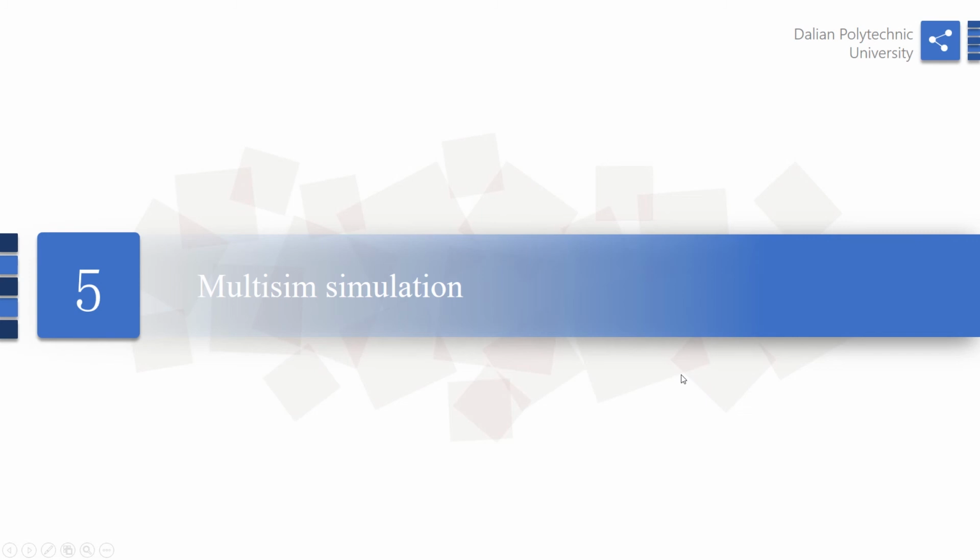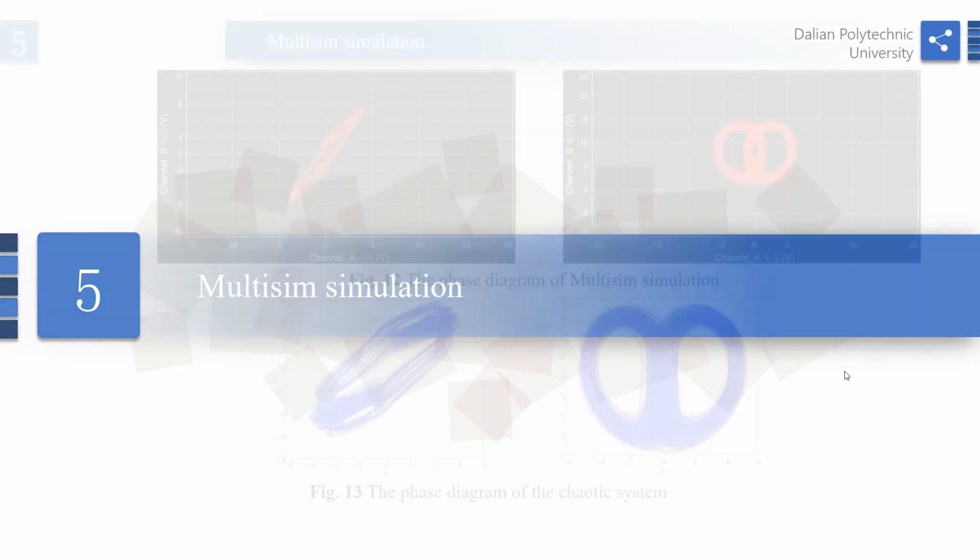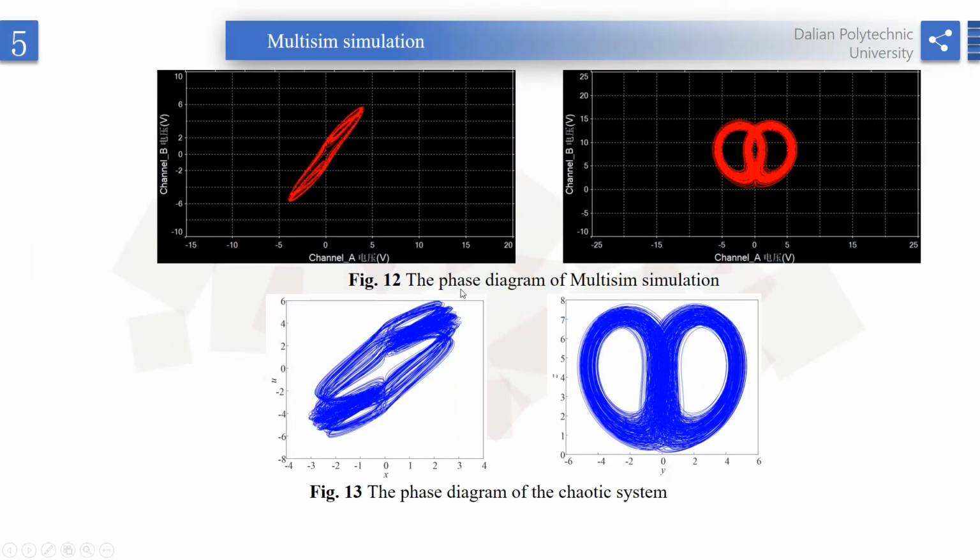The fifth part, I will introduce the Multisim simulation. This is the phase diagram of the Multisim simulation. By comparing the circuit simulation diagram with the phase diagram of the MATLAB simulation, we can see the two diagrams are consistent. From this, we can verify the realization of the circuit.